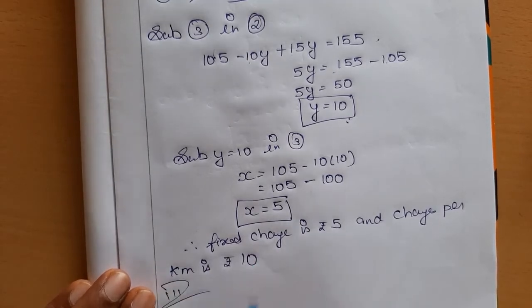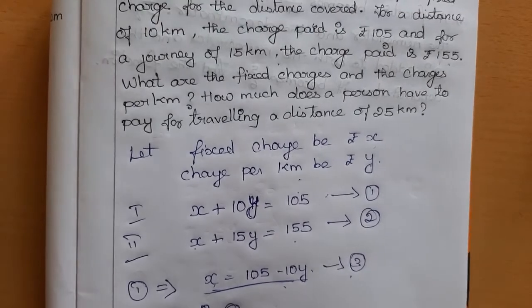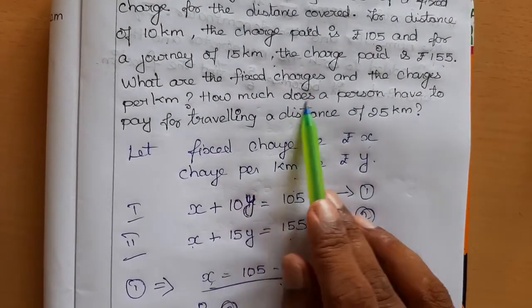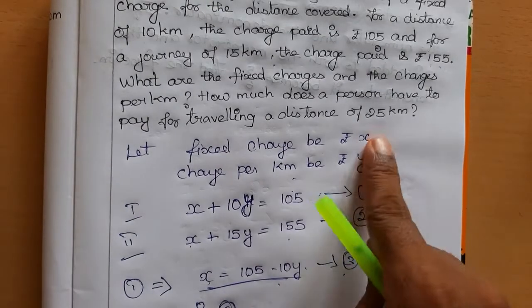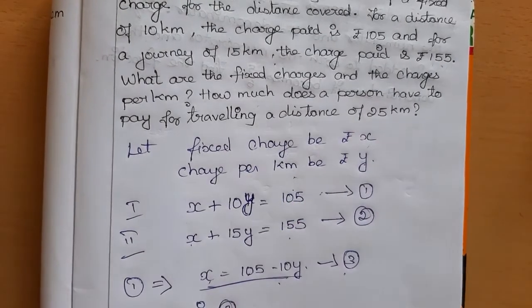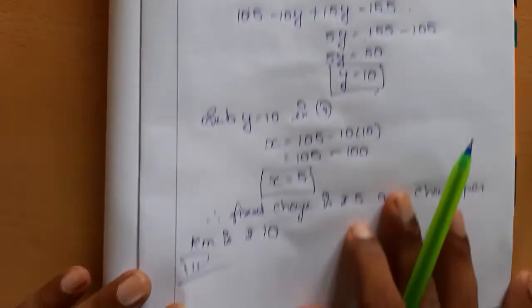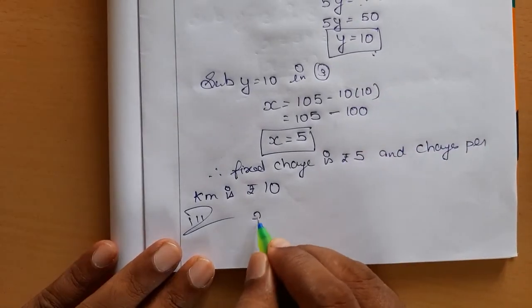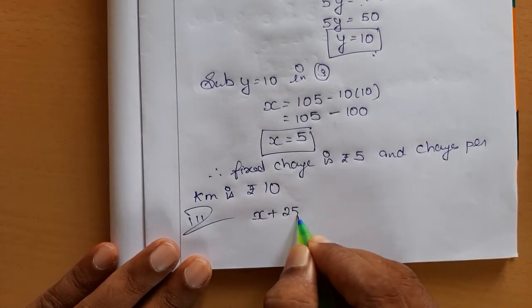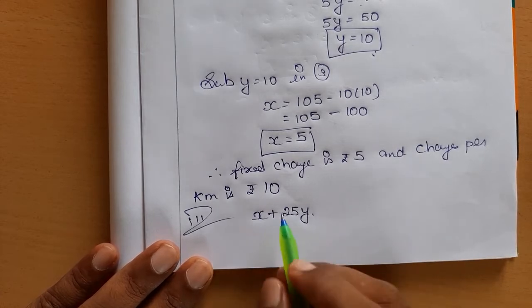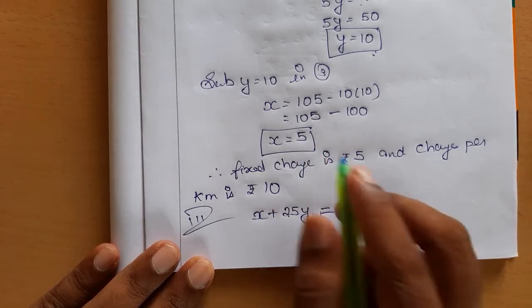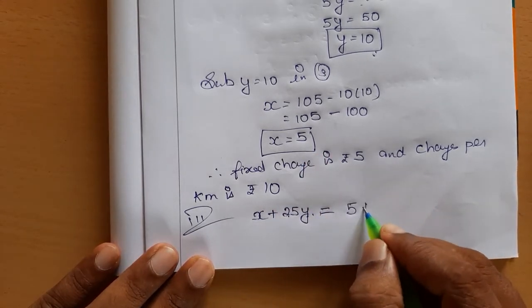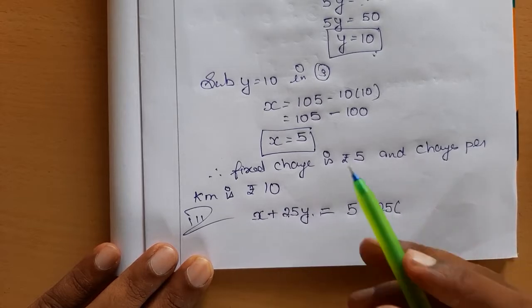So the third condition is given. What is the third condition? How much does a person have to pay for traveling a distance of 25 km? For this we will make an equation, then we can substitute. So for 25 km, he has to pay the fixed charge plus 25 into y, right? x is the fixed charge and y is the charge per kilometer. So x is 5 plus 25 into y, which is 10.